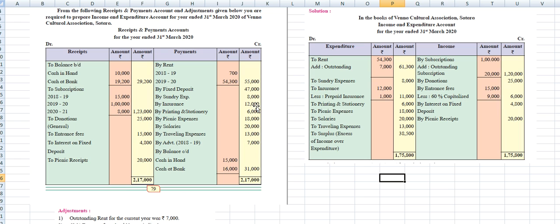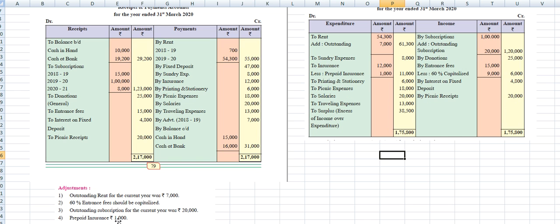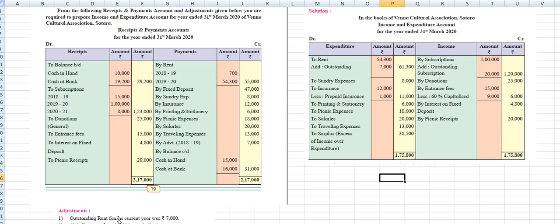Insurance amount is 12,000 rupees. There is an adjustment for the insurance, that is prepaid insurance of 1,000 rupees. So it is insurance already paid in advance. The prepaid amount is 1,000 rupees. That will come in the balance sheet, but in the income and expenditure account we are taking it directly. So 12,000 minus 1,000 rupees is 11,000 rupees.